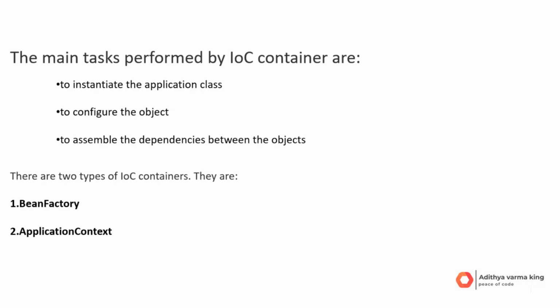The main tasks performed by the IoC container are to instantiate the application class, to configure the object, and to assemble the dependencies between the objects. Instantiating the application class: the IoC container is responsible for creating instances of application classes, beans, defined within the application context. It manages the creation of these objects, allowing the application to request instances as needed without directly managing their creation.